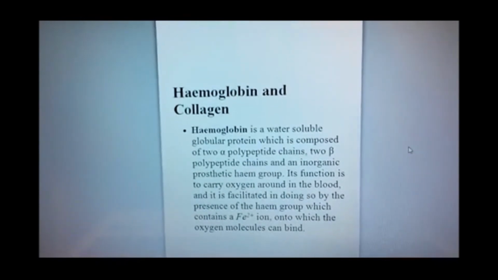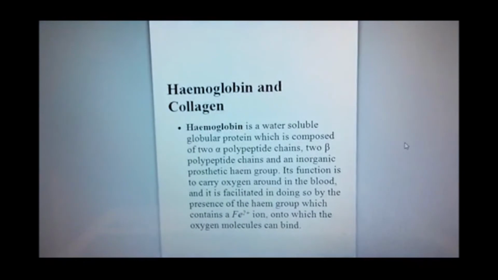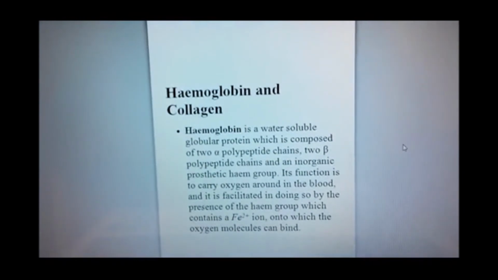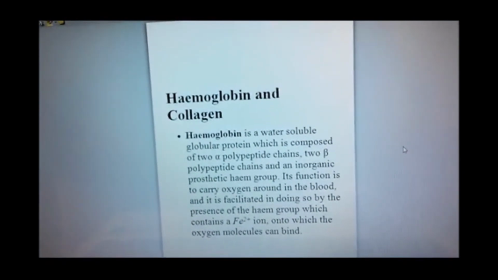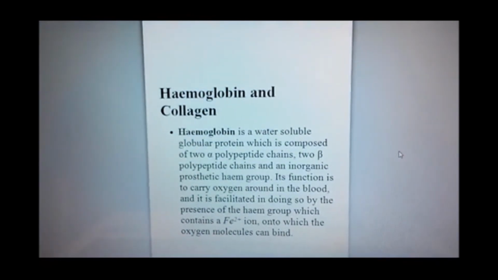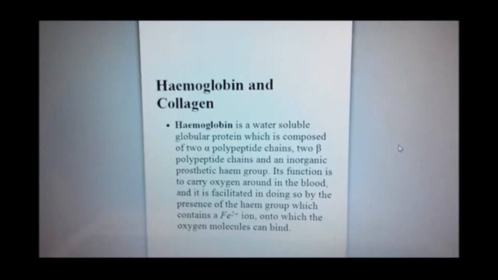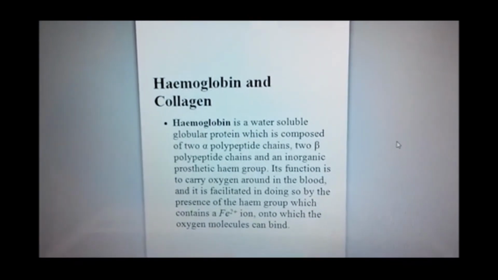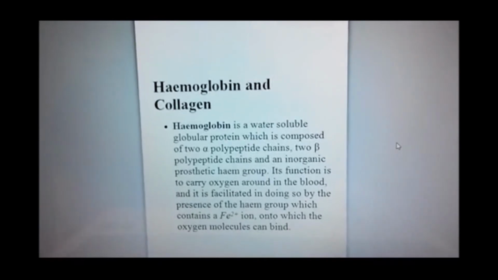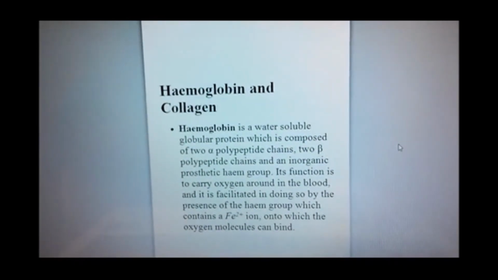Hemoglobin and collagen. Hemoglobin is a water-soluble globular protein which is composed of two alpha polypeptide chains, two beta polypeptide chains, and an inorganic prosthetic heme group. Its function is to carry oxygen around in the blood, and it is facilitated in doing so by the presence of the heme group, which contains an iron 2 positive ion, onto which the oxygen molecules can bind.